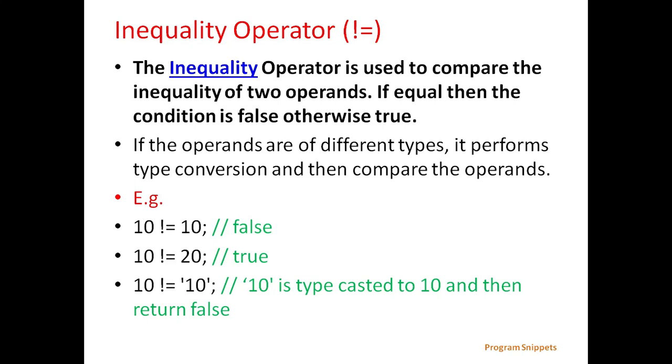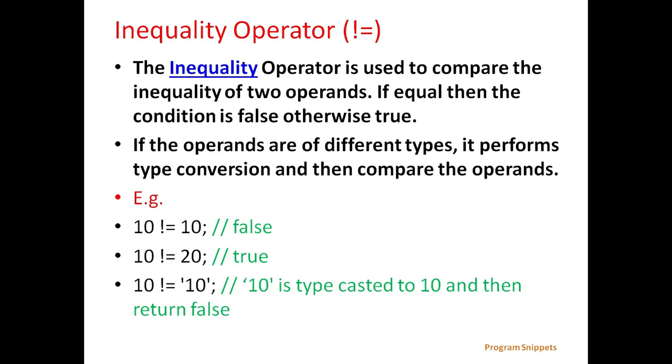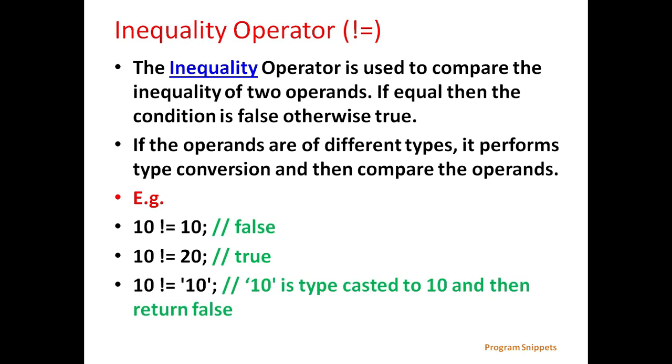The inequality operator is used to compare the inequality of two operands. If equal, then the condition is false, otherwise true. If the operands are of different types, it performs type conversion and then compares the operands. For example, 10 != 10 will return false, 10 != 20 will return true, and if we compare integer 10 with string 10, first string 10 is typecasted to integer 10 and then it returns false.